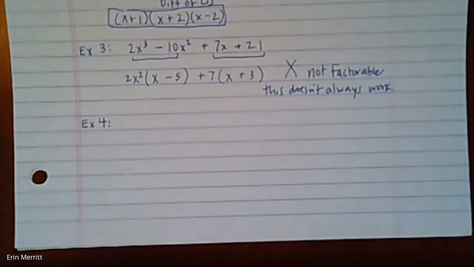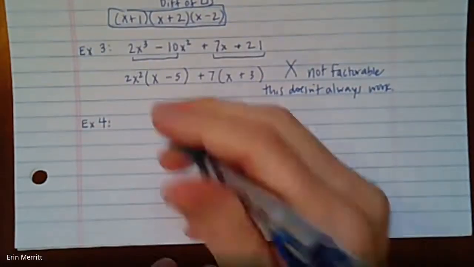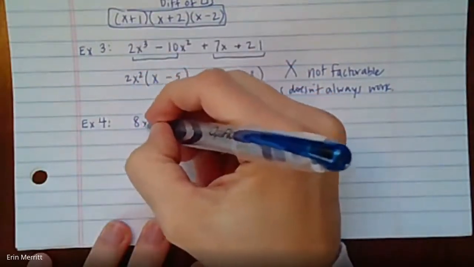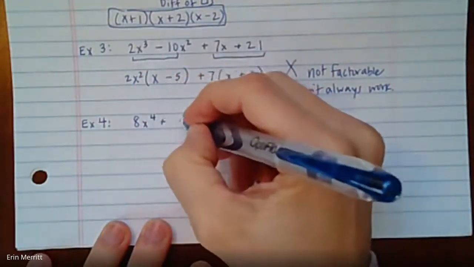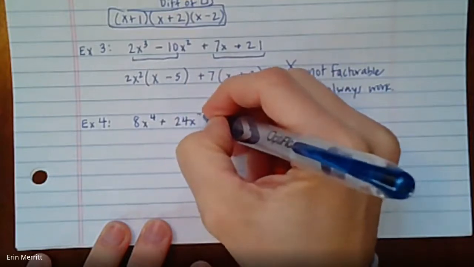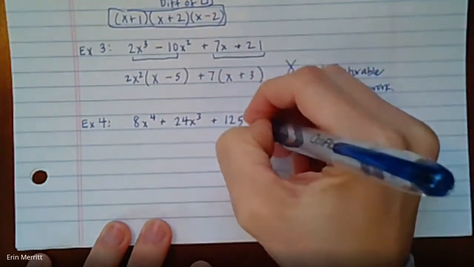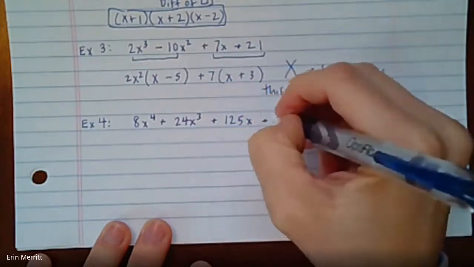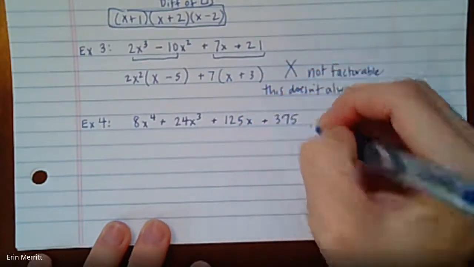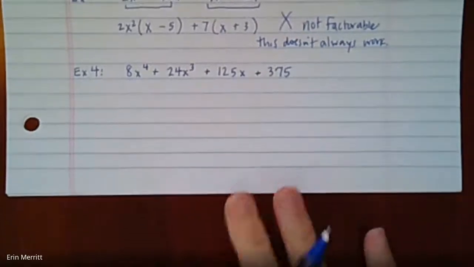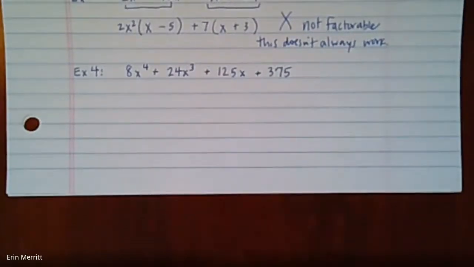This next one, see if we can do this. We've got 8x to the 4th plus 24x cubed plus 125x plus 375. Whew. Now, if you want a challenge, pause the video, try it on your own, and then hit play and see if your answer matches.